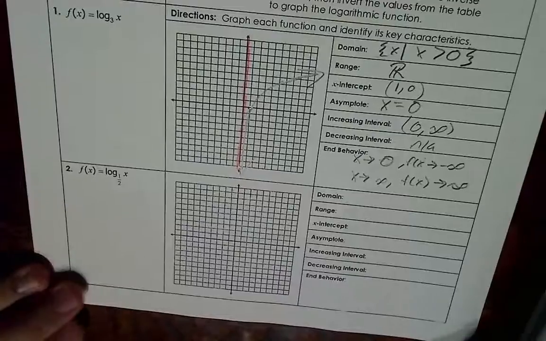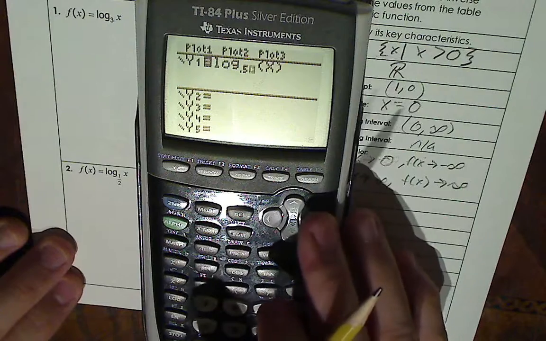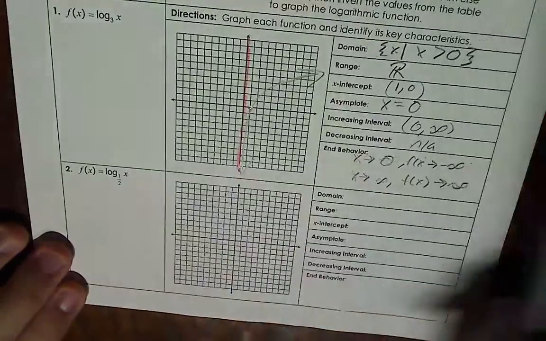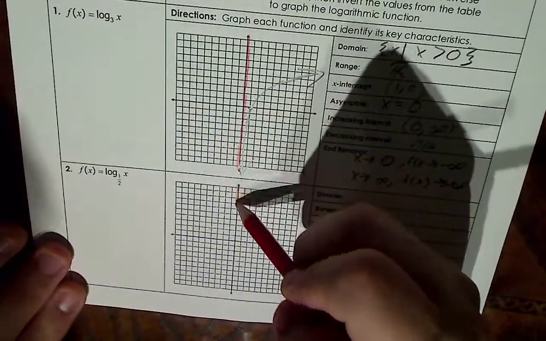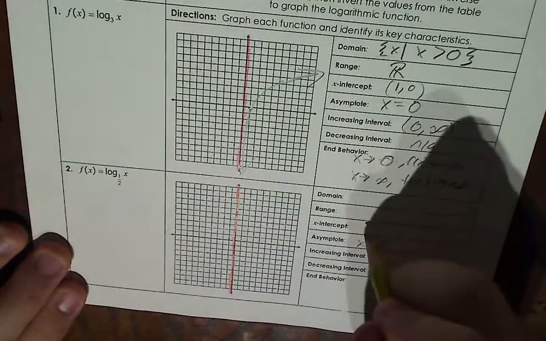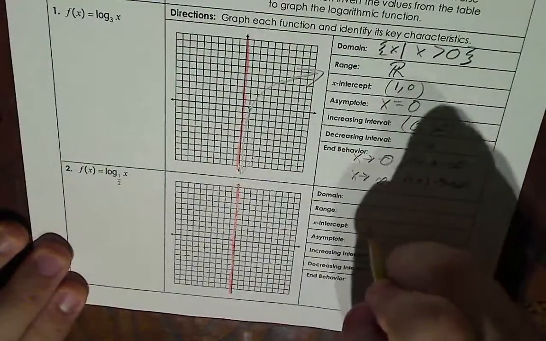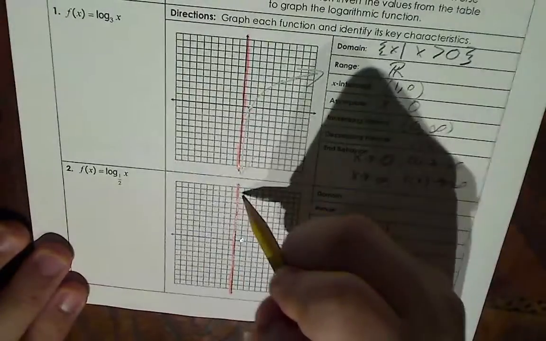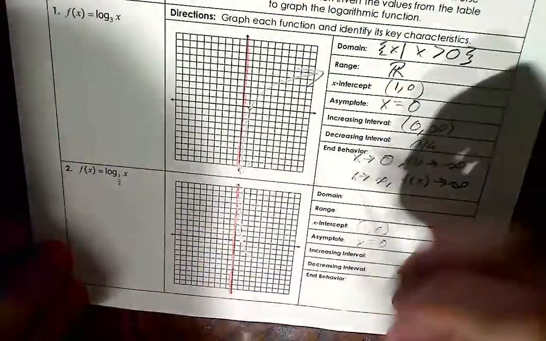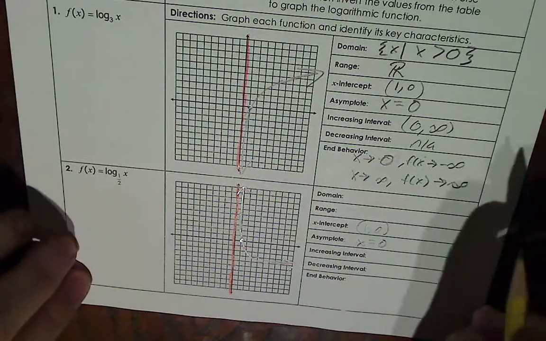Log base 1/2 of x. Again, I'm going to graph it to show you here. I'm going to write it as 0.5 because 1/2 and 0.5 are the same thing. This is what my graph looks like now. So again, I have a vertical asymptote of 0. My x-intercept, I believe, is still at 1, 0. Yep, there it is. Looks something like this. Okay, it's not going to be perfect, I know.